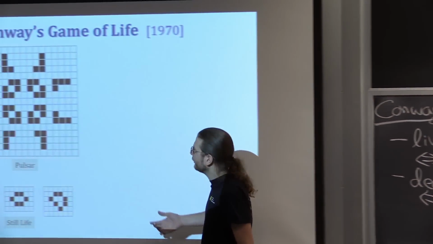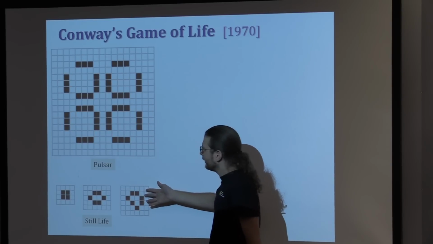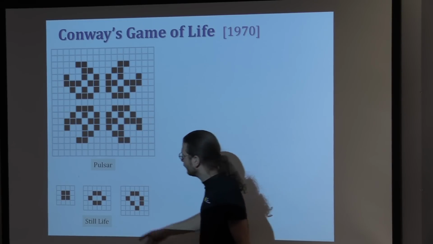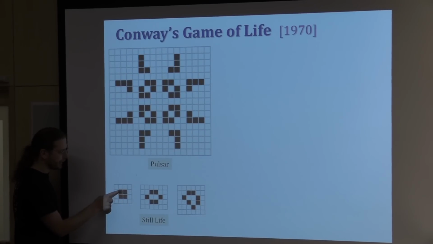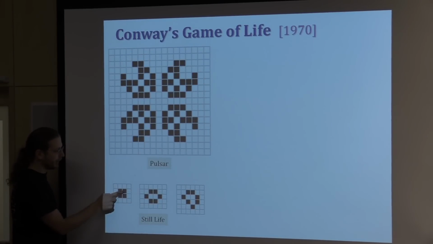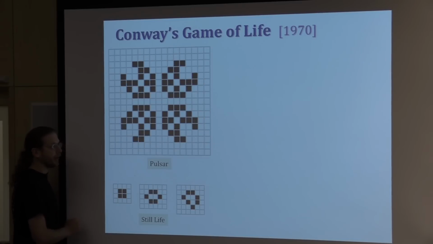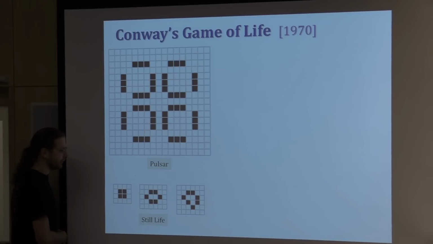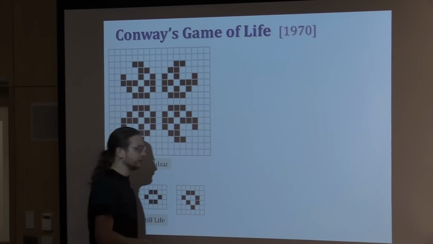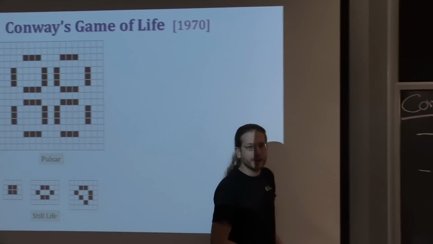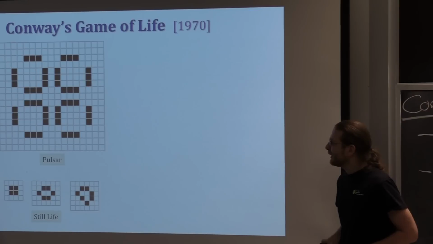But some things you should know is sometimes you get a periodic pattern like this pulsar. Sometimes you get a static pattern. These things don't change because, for example, in the 2x2 square, each of the living cells has exactly 3 neighbors, and so it lives, and each of the dead cells has not exactly 3 neighbors, so I guess 1 or 2. And so they remain dead, and so nothing changes. And that's called still life. There's tons of puns in this area.